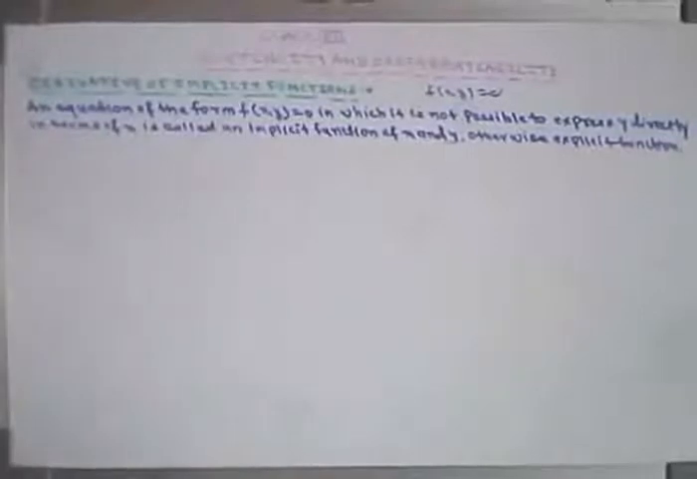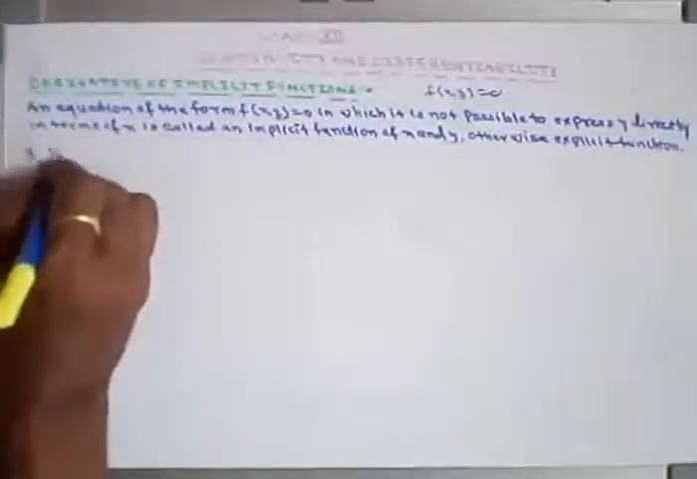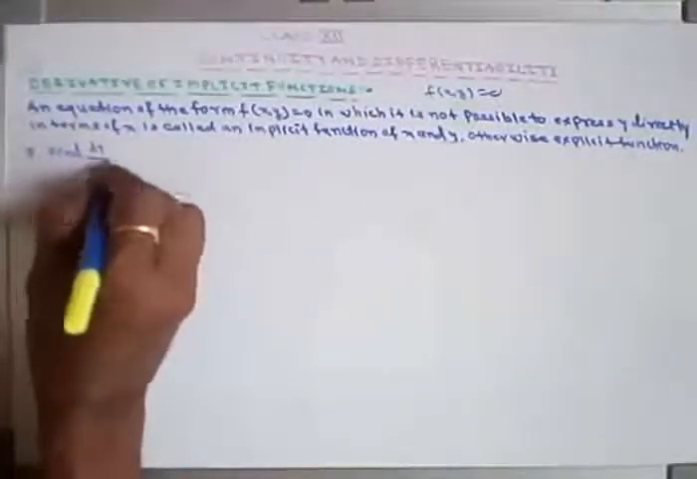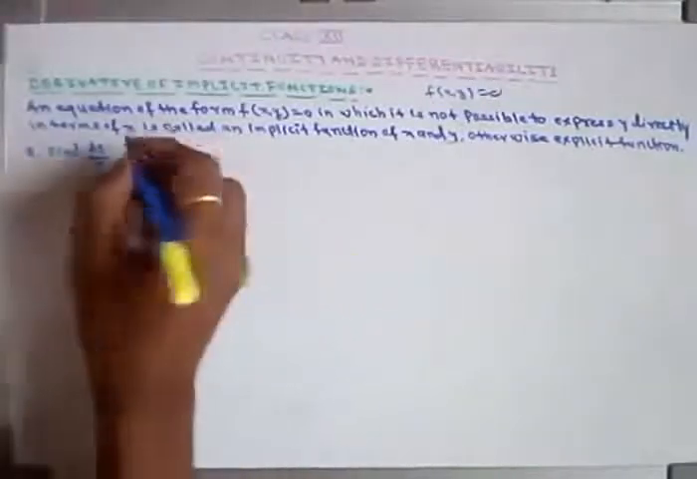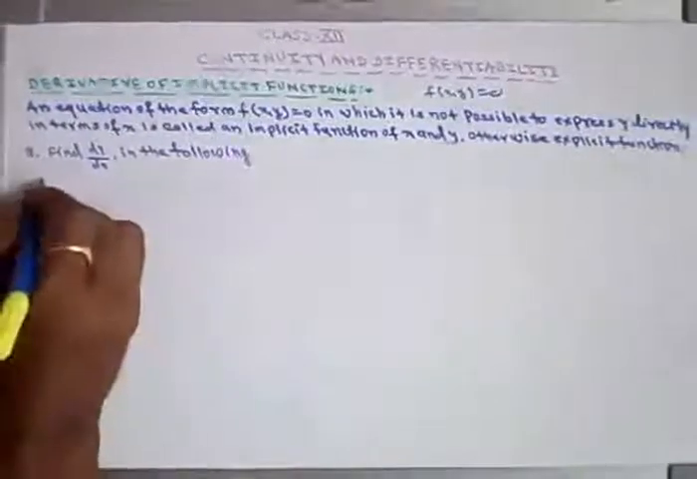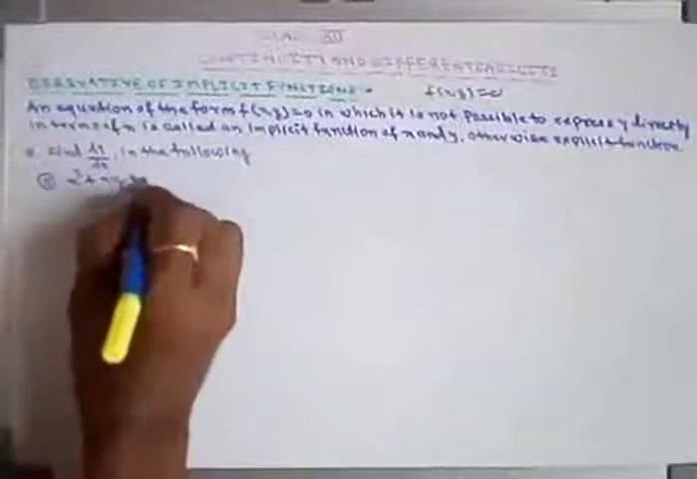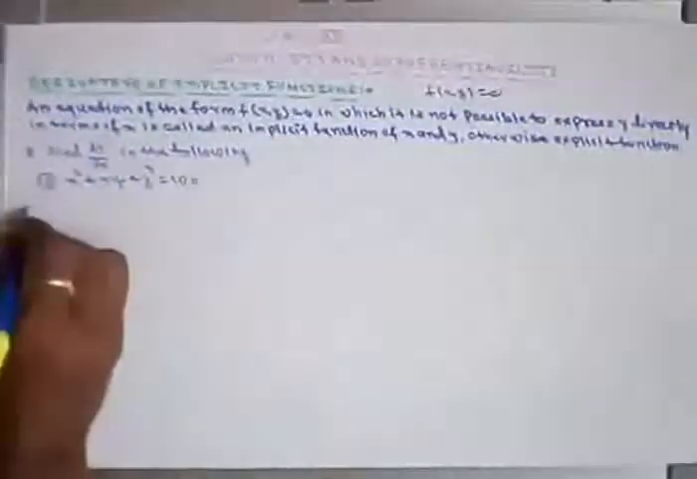Students, now take another example. Take another example, that is x square. Find dy by dx in the following. Okay, so this is question number 5 in exercise 5.3. x square plus x into y plus y square equal to 100. So solution.